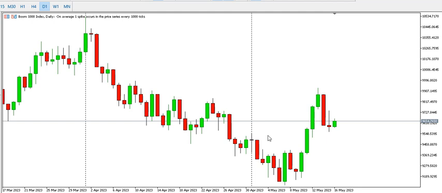Today we'll be looking at how we can trade boom and crash on the lower time frames. But before we go to the lower time frames, we'll look at what has happened on the higher time frames.